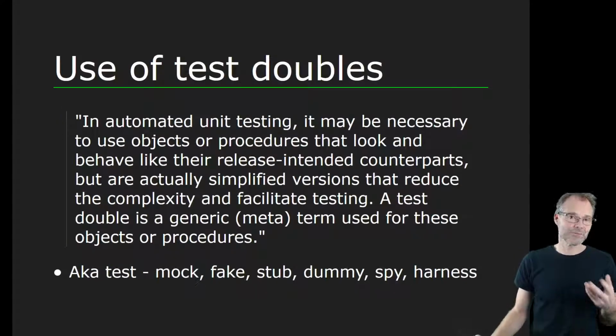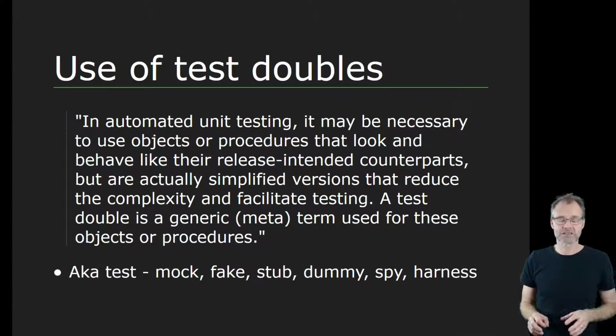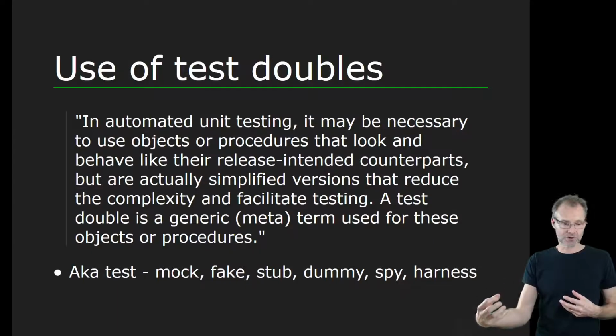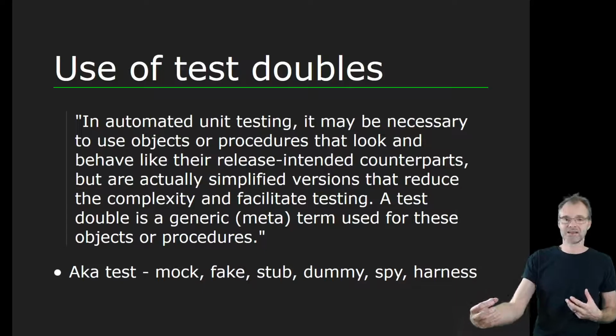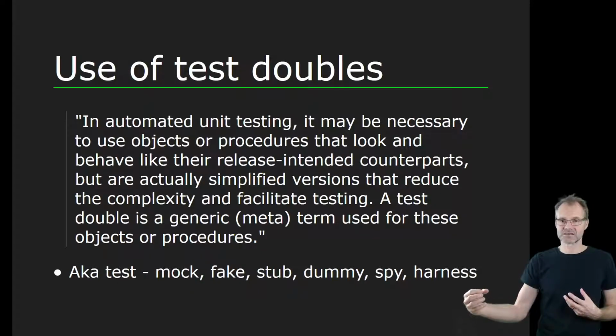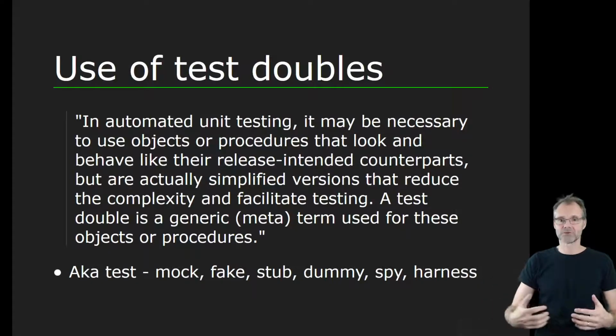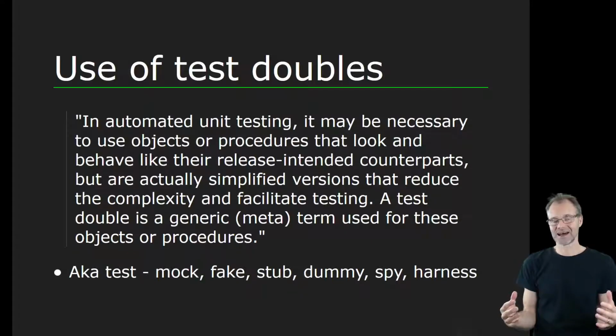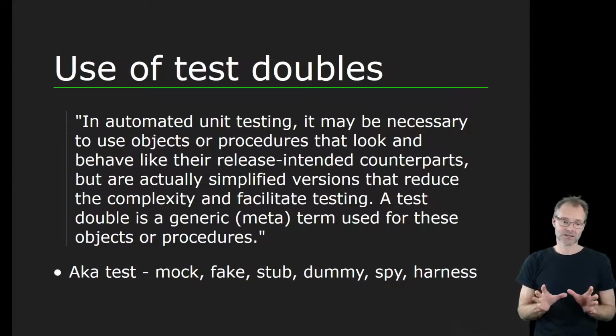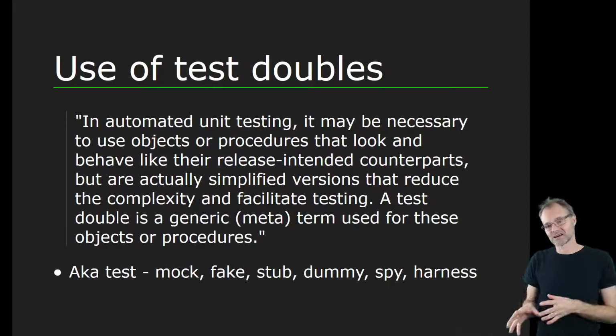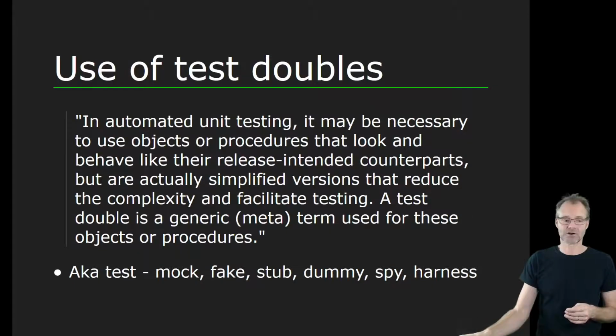Test doubles is a common name for the things I talked about. These mock objects are also known as fake, stub, dummy, spy, test harness. It is extra test objects just to be able to test my code in isolation. So test doubles is a general name for that type of extra code I write.